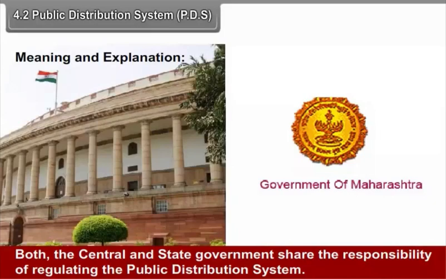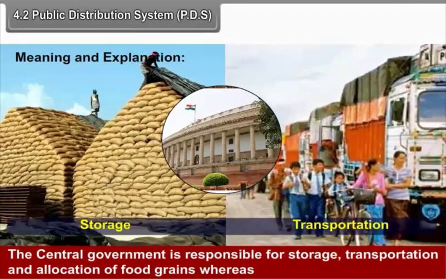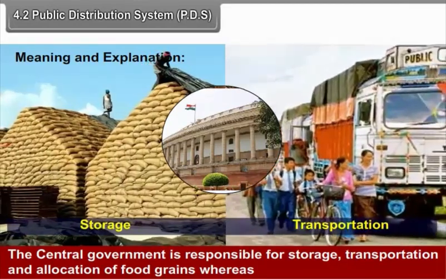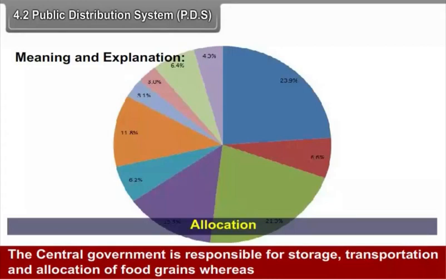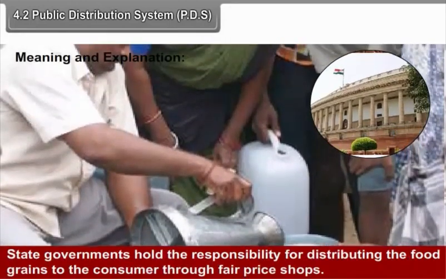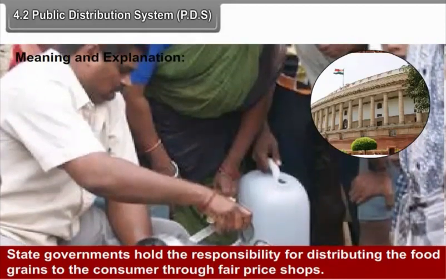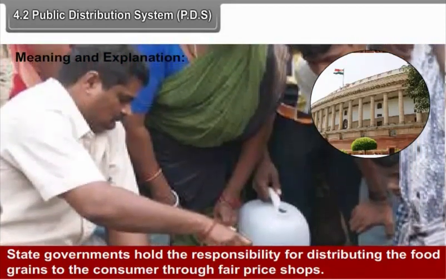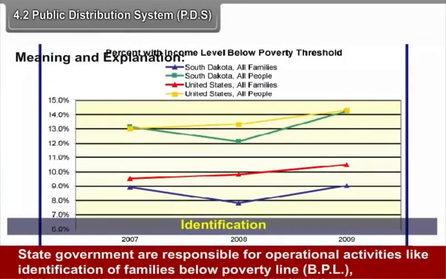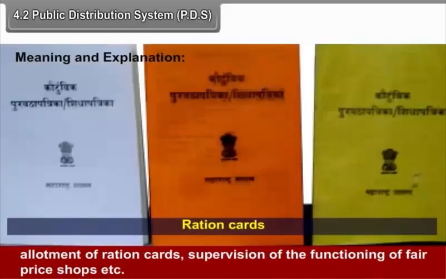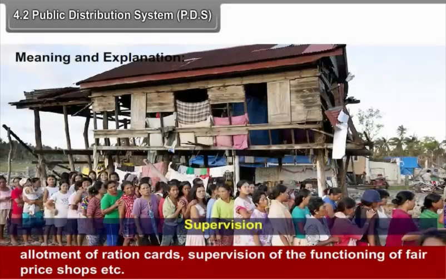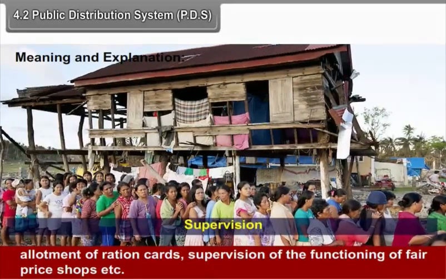Both the central and state governments share the responsibility of regulating the public distribution system. The central government is responsible for storage, transportation, and allocation of food grains, whereas the state government holds the responsibility of distributing the food grains to the consumers through fair price shops. State governments are responsible for operational activities like identification of families below the poverty line, allotment of ration cards, supervision of functioning of fair price shops, etc.